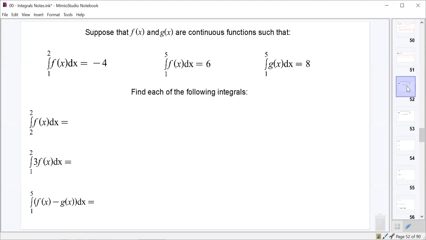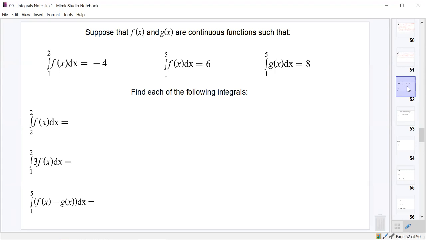So the integral from 1 to 2 of f of x is -4. We know that the integral from 1 to 5 of f of x is 6, and the integral from 1 to 5 of g of x is 8. And then they'll ask you to find some other integral that's related to this.